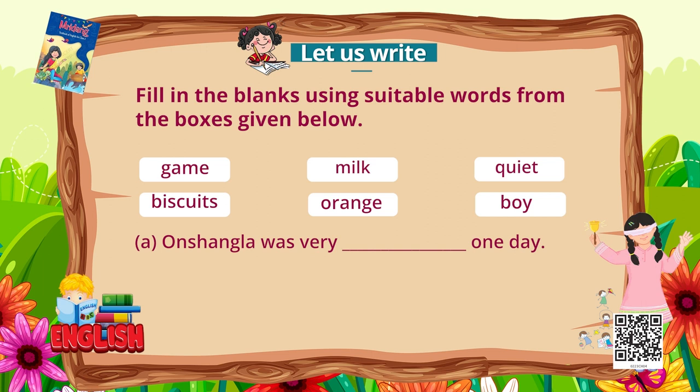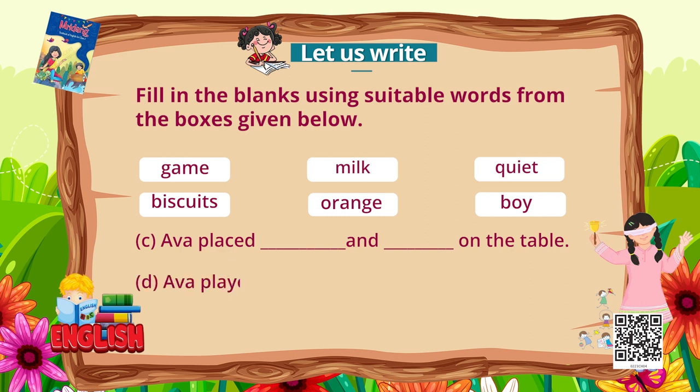Next one. Anu dash came to Onshangla's school. What is the answer? Yes, you got it right. A new boy came to Onshangla's school. Eva placed dash and dash on the table. She was hungry, right? Before playing the game, Eva had given her something to drink and eat. What was that? See your options. Eva placed milk and biscuits on the table.